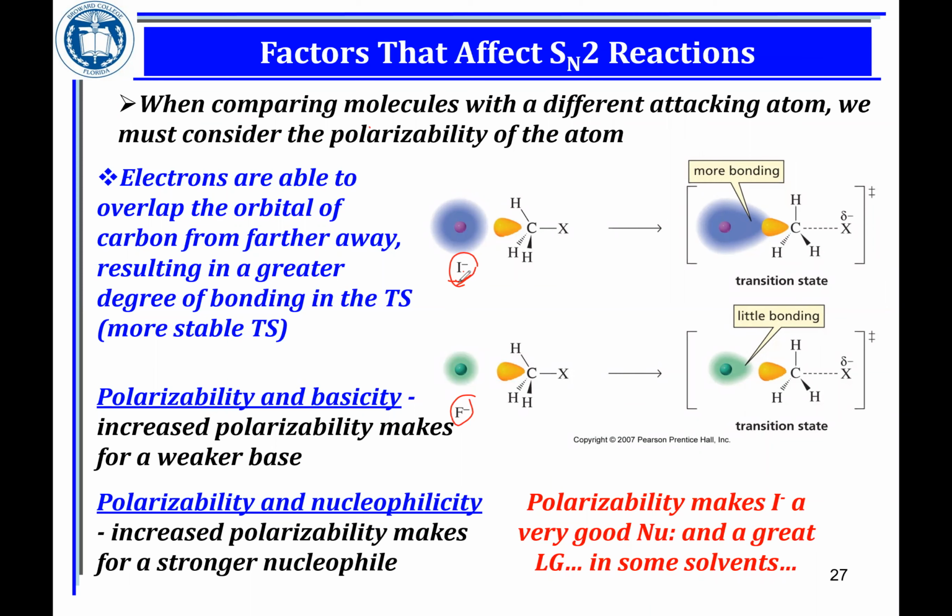So this factor is known as the polarizability. That's going to affect the strength of the nucleophile. Iodide is a stronger nucleophile compared to fluoride.